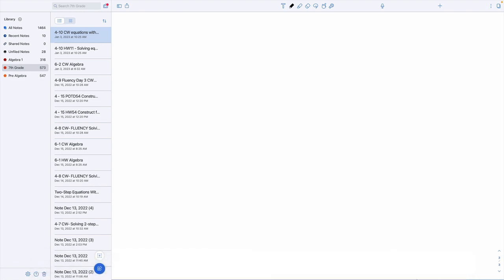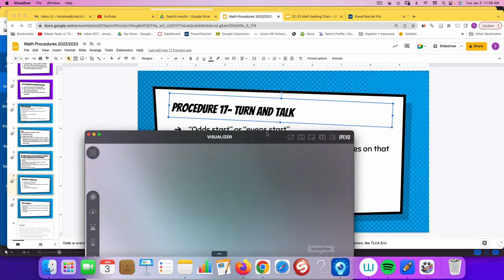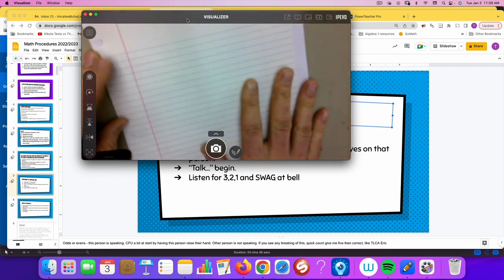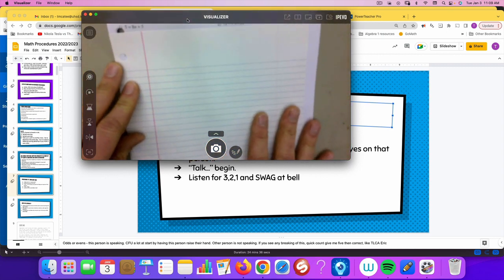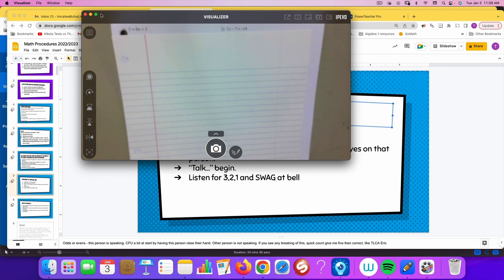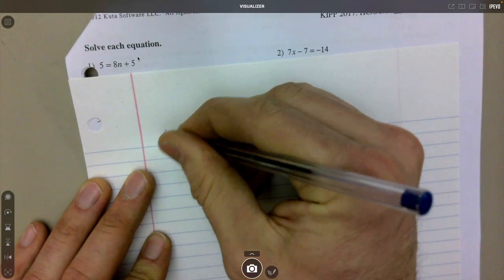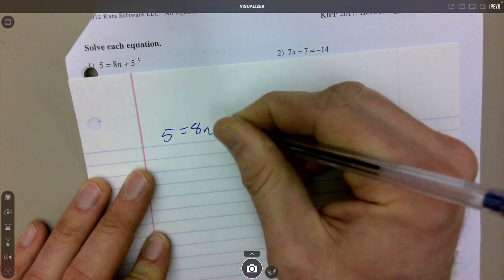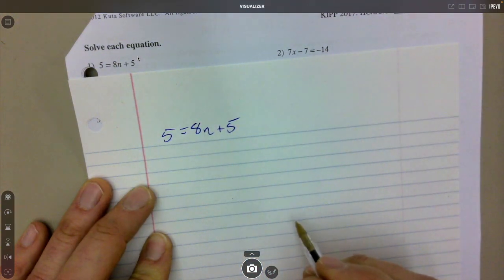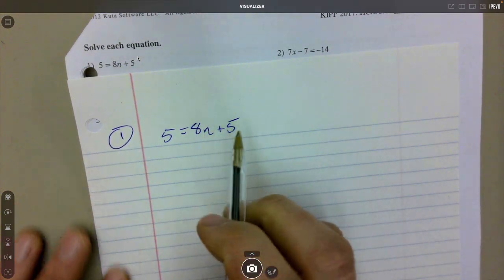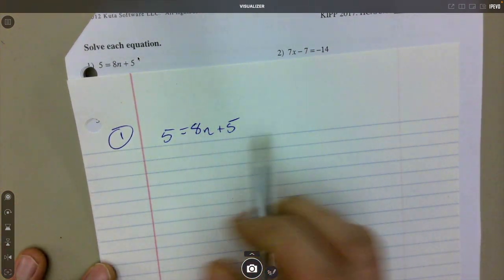Your paper should look something like mine. You're going to organize it neatly with 1, 2, 3, and 4 labeled, and you're going to write the problem on this paper so you can do all the work underneath it. Number 1 is 5 equals 8n plus 5. Does this one have distributive property in it? There's no parentheses, so I don't have to distribute. This is just like a problem from before break.